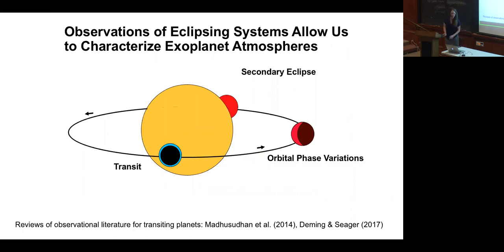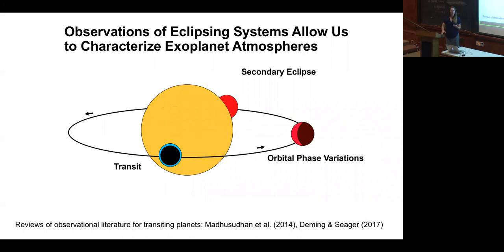So the first thing we can do is we can look when the planet passes in front of the star. So if the planet has an atmosphere, that atmosphere will be opaque at some wavelengths and transparent at others. So the amount of the star's light that the planet blocks will vary as a function of the wavelength that you're looking at. So that wavelength-dependent transit depth tells you something about the properties of the planet's atmosphere.